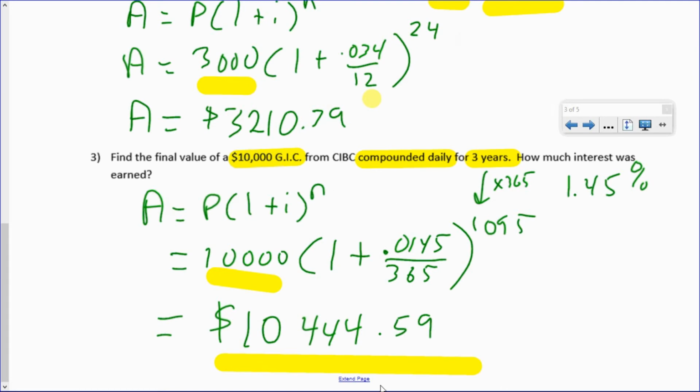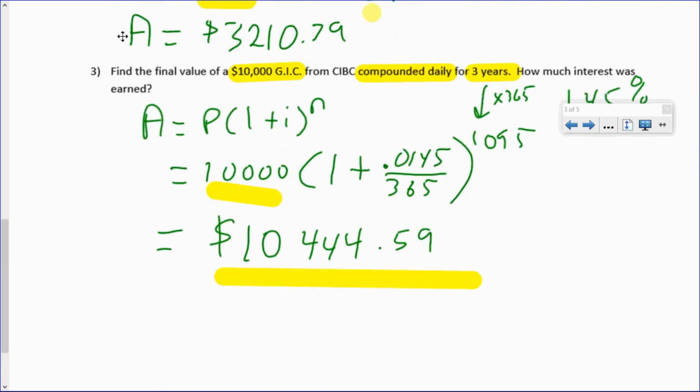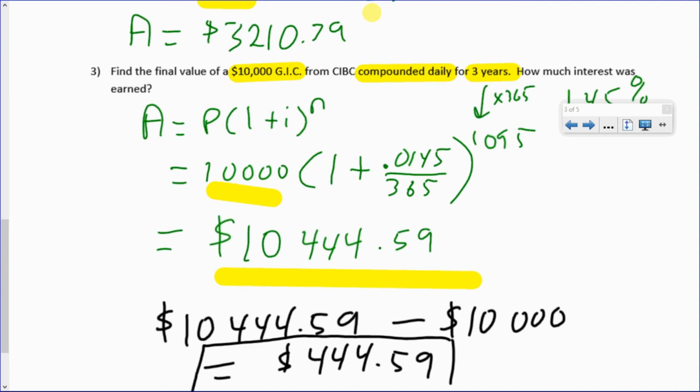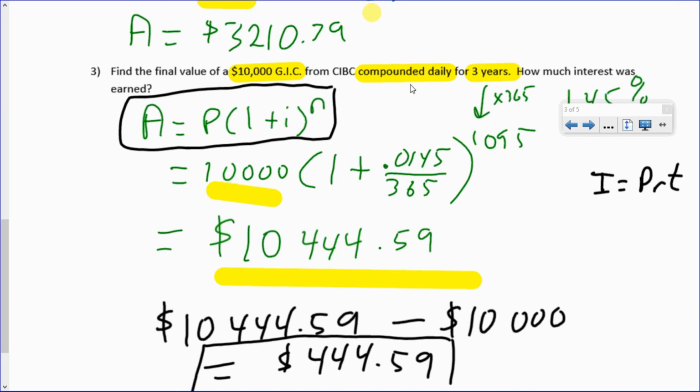Actually, quickly before I go, I guess I did technically forget to answer the question. The question was how much interest was earned here. Well, we had our final amount of $10,444.59. Okay, that was more than $10,000 because of the interest. So just subtract $10,000, and that gives you the interest earned, which is $444.59. That's your interest earned. Keep in mind that the simple interest formula, I equals PRT, that formula gives you the interest that's earned, just the interest. But the compound interest formula gives you the final amount with interest. So the two formulas are a little different that way.